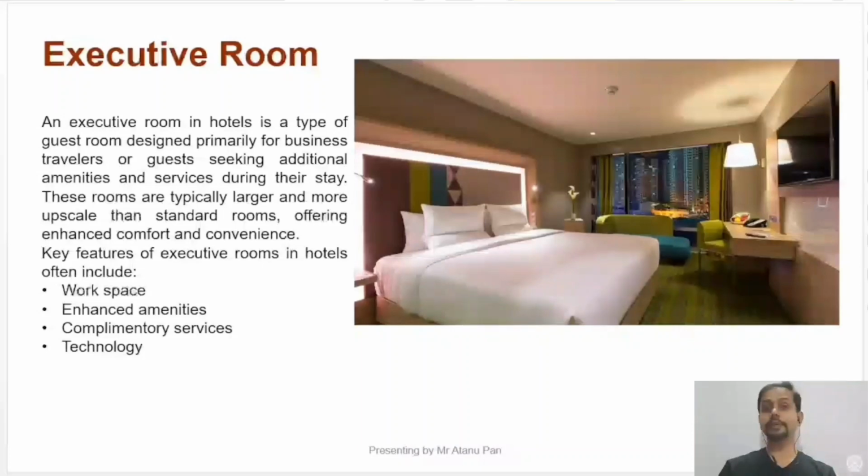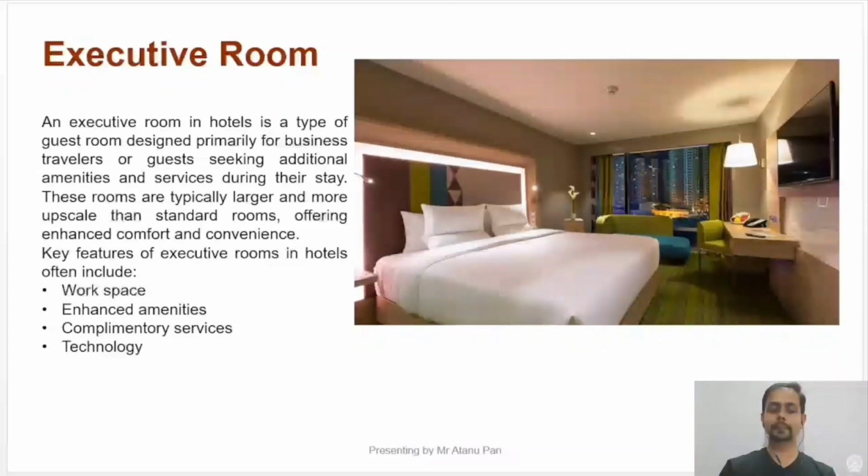Enhanced amenities like VIP amenities will also be given there, like soap, shampoo, moisturizer, then your comb, shaving kit, or different types of amenities are provided in these types of rooms. And complimentary services, so a few complimentary services will also be there, as per the contract the hotel has with the company. And the technology, as I told, the Wi-Fi system and the printing facilities, all these types of facilities are also provided in this type of room. So basically executive rooms are prepared for business travelers.